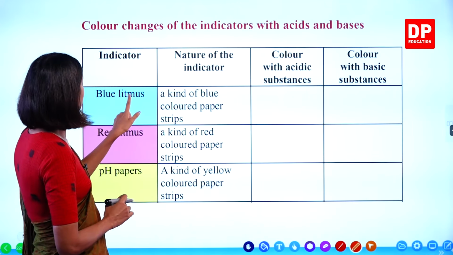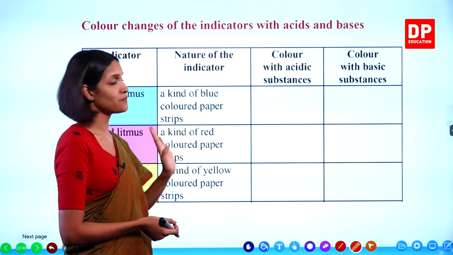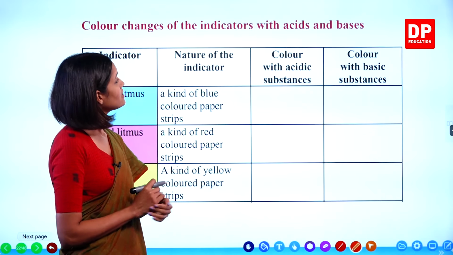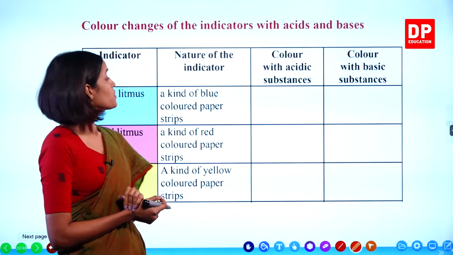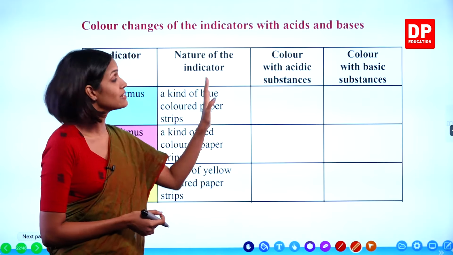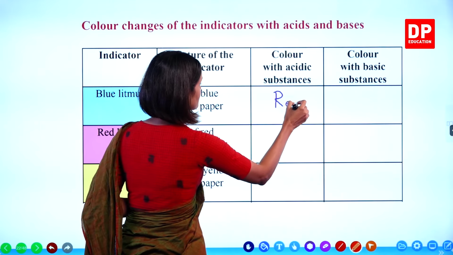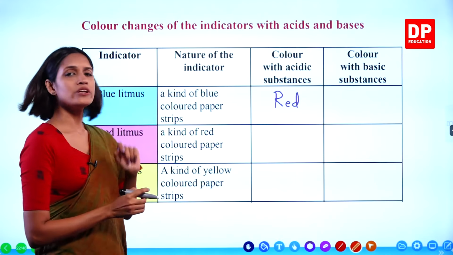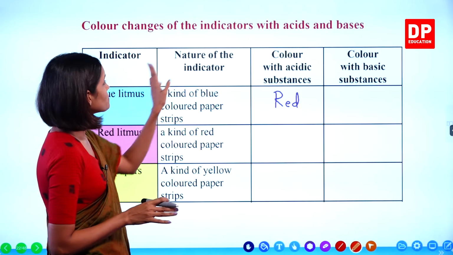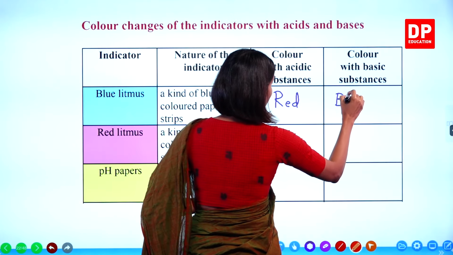Okay. So blue litmus, what is the nature of the indicator? It's a kind of blue colored paper strip. I showed you this in the lab, right? It's pale blue in color. And the color with acidic substances? When you put a few drops of acid onto this blue litmus, what happens, children? It changes to red color. Does blue litmus change its color with bases? It does not, right? So blue litmus with basic substances is still blue in color.